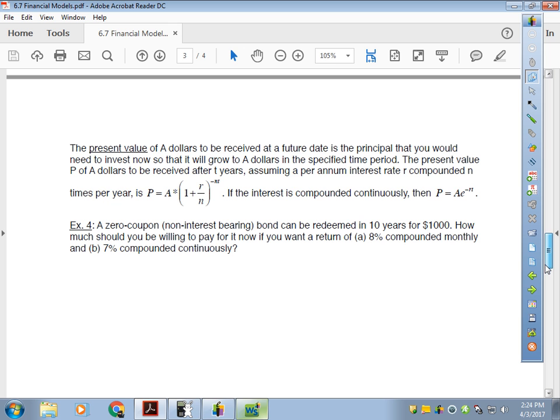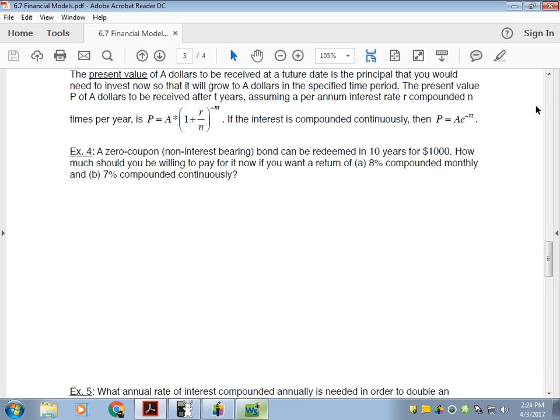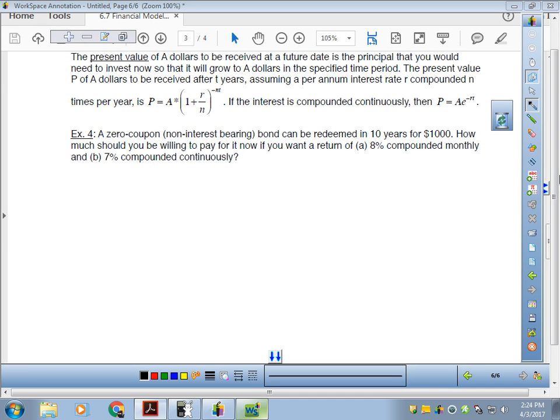Another thing we can do is work backwards, okay? If we know how much we want in the future, we can solve backwards to get the present day value, the present amount that we would need to invest in order to end up with that future amount.